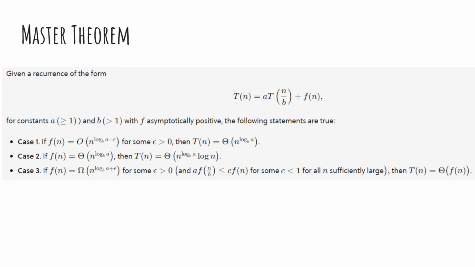And case 3 is when f(n) is asymptotically greater than n^(log_b a). In this case, we check one more condition: if a·f(n/b) is less than or equal to c·f(n) for some c less than 1 and all sufficiently large n, then T(n) = Θ(f(n)). We can look into the examples for this, and that will make this more clear.